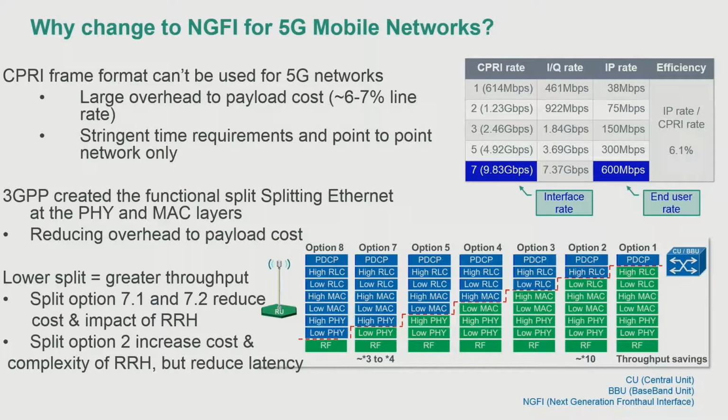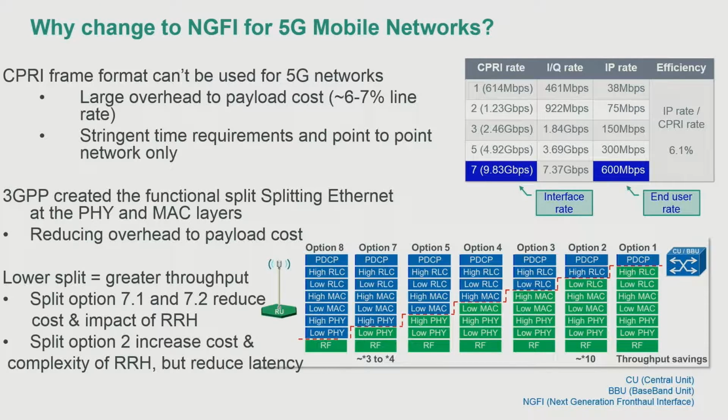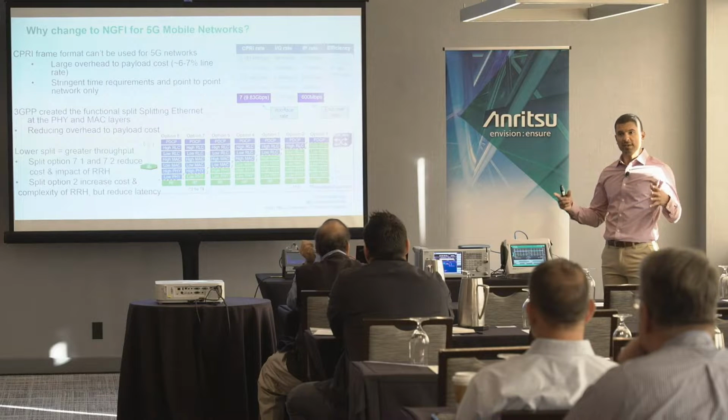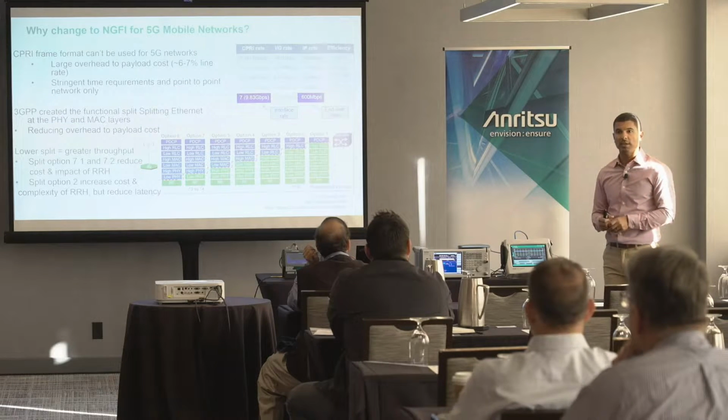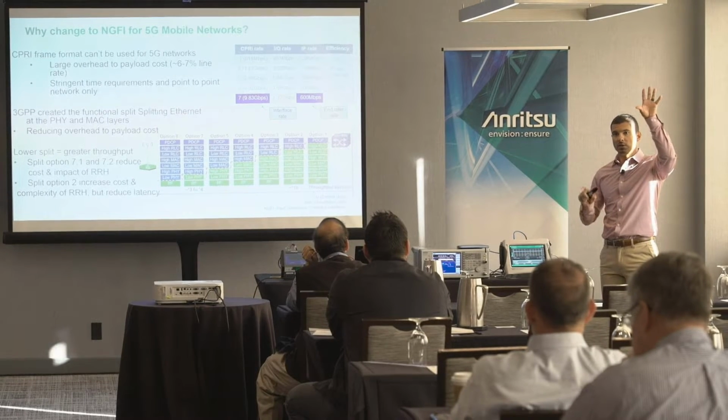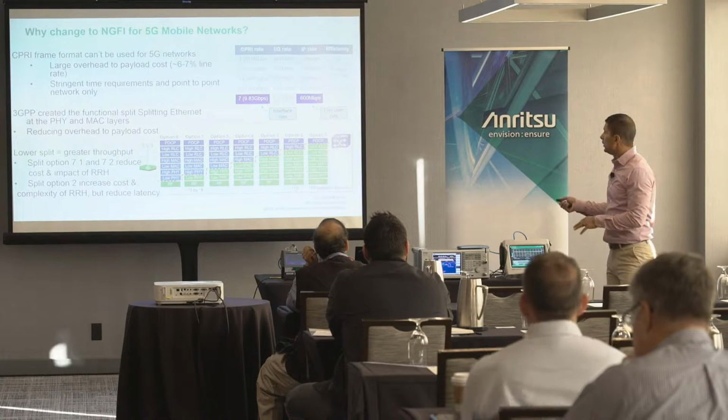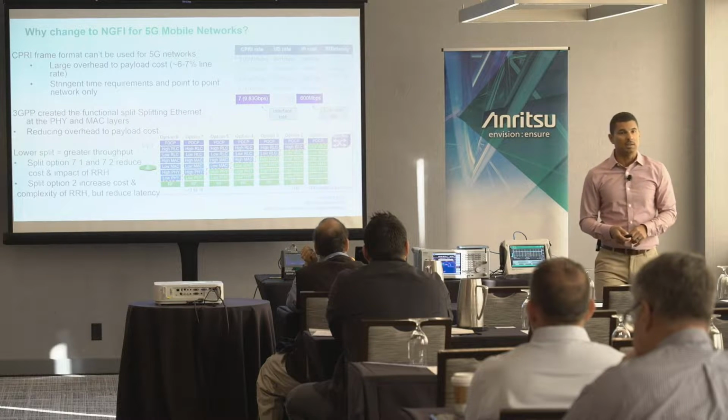The biggest thing, though, is you'll notice, even as you get into higher CPRI rates, look at the IP rate. So this is your actual data throughput, your IP user data. You'll notice that even at nearly 10 gigabits per second, or CPRI rate 7, you only have an actual IP rate, end user rate, of 600 megabits per second, which only equates to an efficiency of 6.1%. So think about that. Out of your entire CPRI signal, your CPRI transport that is transmitting your data from your radio to the baseband unit, only 6% of it is actually IP data.